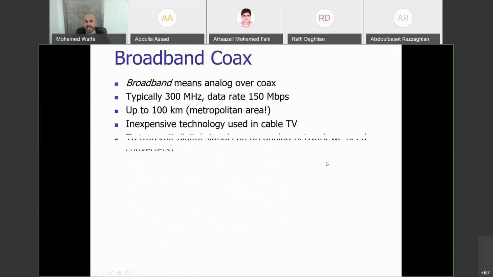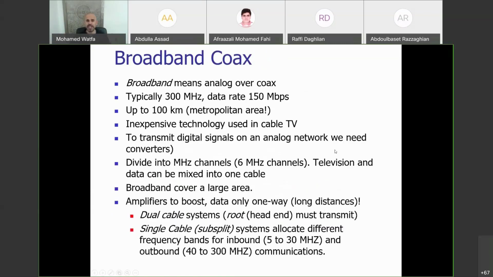Again, broadband, as I said, we're talking about analog. Typically around 300 megahertz, data rates up to 150 megabits per second. Typically, digital is faster. If you go up to 100 kilometers, you're talking about metropolitan networks, metropolitan cable. We're talking about broadband coax. We could do baseband, using converters in order to transmit digital. You could divide it into different megahertz channels. So we could use broadband and have channel 1 for something, channel 2, like you have channels on your TV.